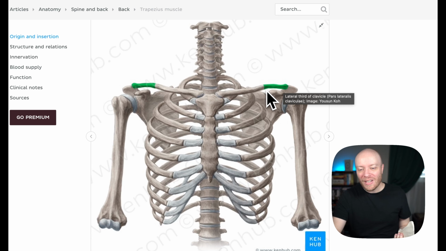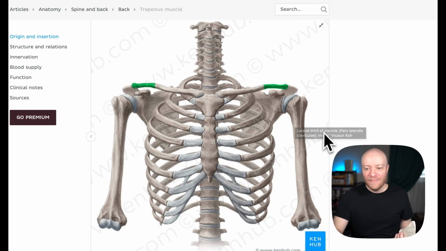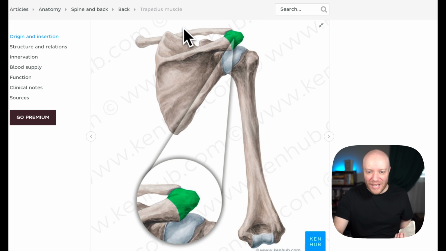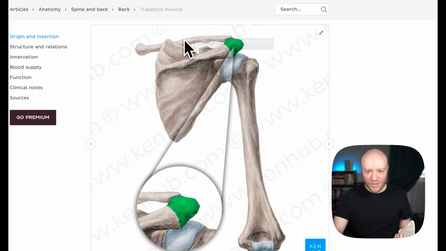So basically, the insertion is going to come from this lateral third, and then it's going to swing around again to the spine of the scapula and the acromion. And so, this is a good image for it. If you imagine this, it's forming this horseshoe shape, just like that, which is pretty cool.